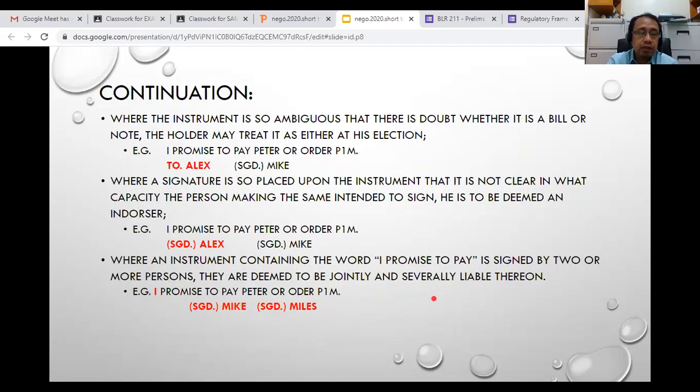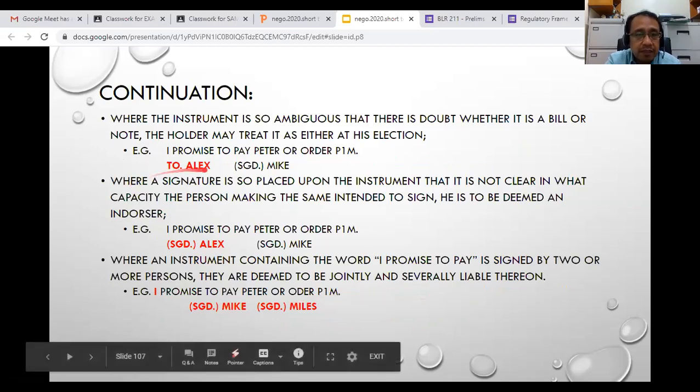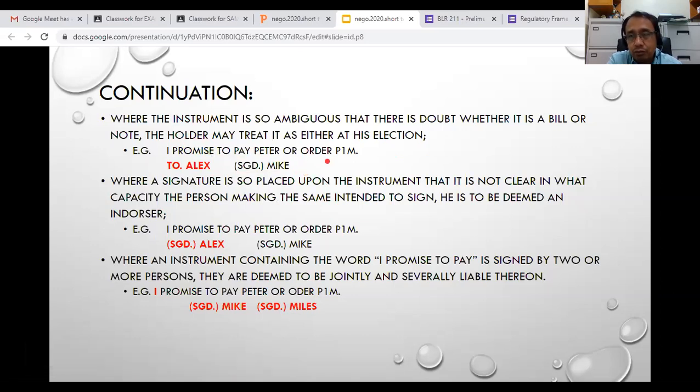Okay? And then continuation for your Section 17, where the instrument is so ambiguous that there is a doubt whether it's a bill or note, anong gagawin mo? Ito. I promise to pay Peter or order 1 million to Alex, signed Mike. Is this a bill or note? Anong tawag dyan? It's a promissory note? Or is it a bill of exchange? You cannot automatically claim that this is a promissory note, even if there is the word promise. Bakit? Because there is a drawing. And you cannot also claim that this is a bill of exchange because there is a promise to pay.